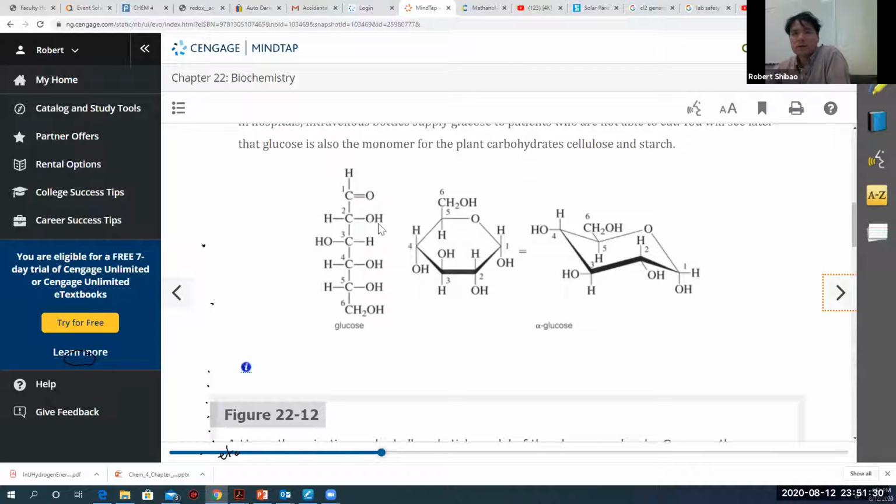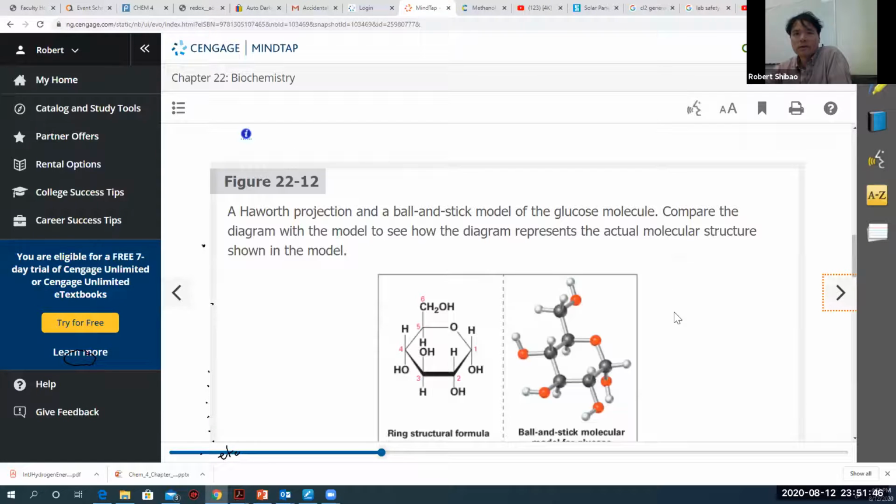This is glucose. This is the chair form of glucose. This is a 6-membered ring. These are tetrahedral, all tetrahedral. It's not flat like this, and it's not a straight line like this. These are all ways of representing glucose.